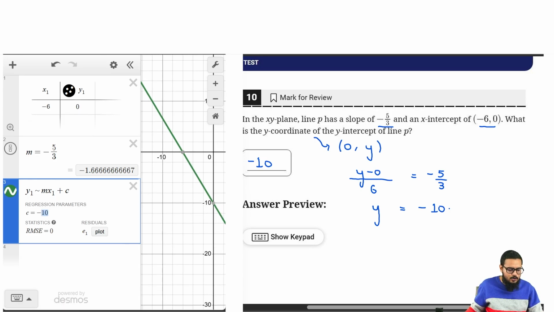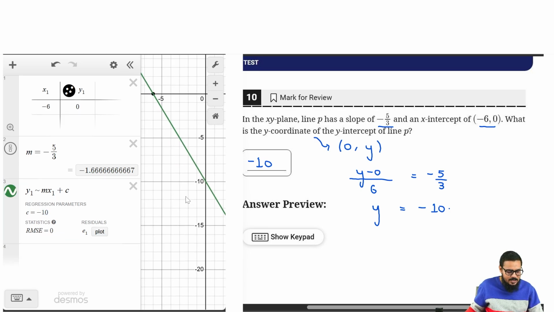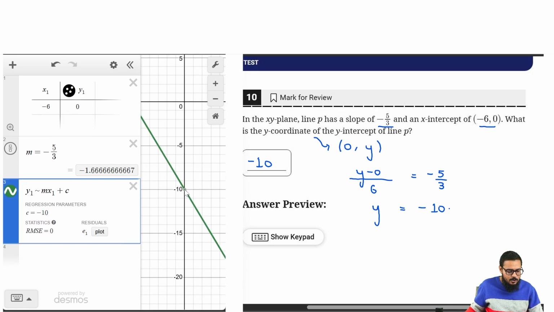You can just have a look. If you don't know that c is your y-intercept, which you should know if you're appearing for the SAT paper, but if you don't know, that's the y-intercept. The point where the line hits your y-axis, that's your y value of minus 10 right on the graph. So I think the answer to this question should be minus 10 through both approaches.